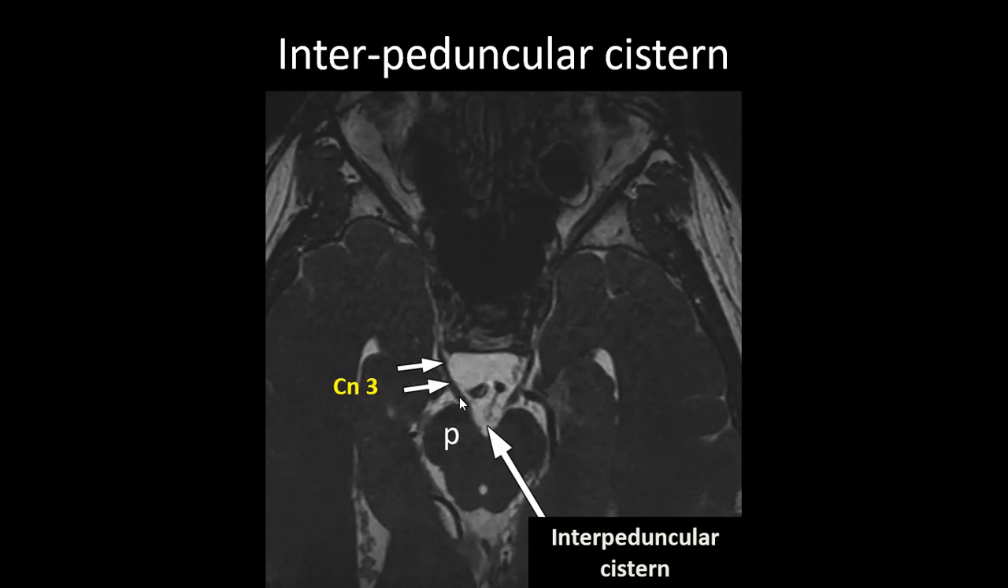The interpeduncular cistern contains the third cranial nerve. This is the third cranial nerve surrounded by a small cistern before it enters the cavernous sinus. Now the basilar tip is below this level and bifurcates into two posterior cerebral arteries.